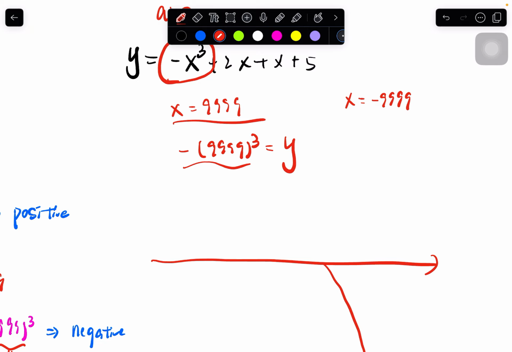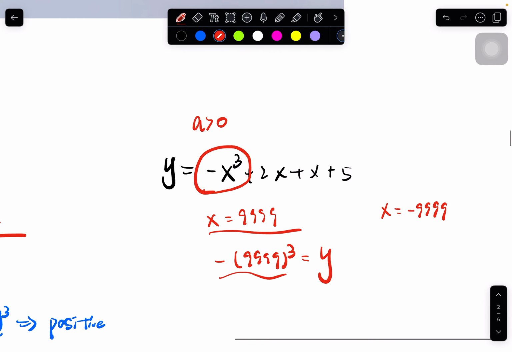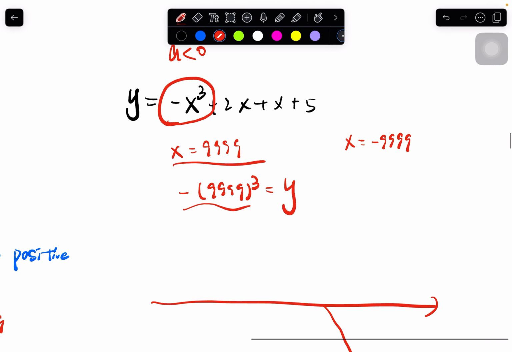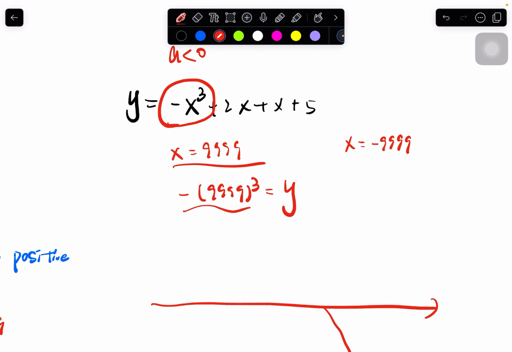And when x is a very negative number, then we say here a is, sorry, my bad, it's less than 0. So when a is less than 0, here a equals minus 1, right? So here y equals minus 1 times minus 9,999 to the power 3. This is a negative number, and this is also a negative number. So their product is a positive number. So this whole thing is a positive number.